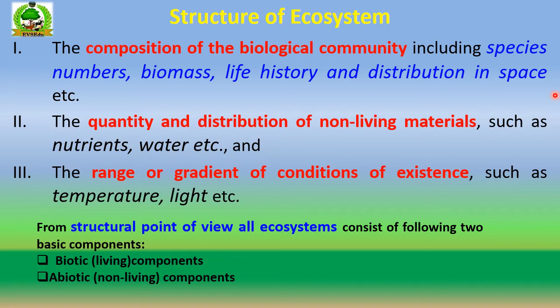Okay, so from the structural point of view, all ecosystems consist of two basic components. Number one, biotic, or we can say living components of any ecosystem. Number two, abiotic, or non-living components of any ecosystem.